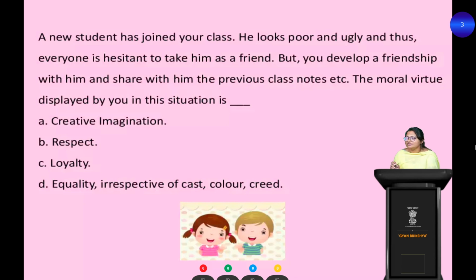Okay, very good. The correct moral virtue displayed here is option D, equality. Equality irrespective of caste, color, and creed. Because no matter how a person looks, whether he looks rich or poor, ugly or beautiful, he is just a student like you, and he should also get all the things and benefits that you are getting. So it's equality.